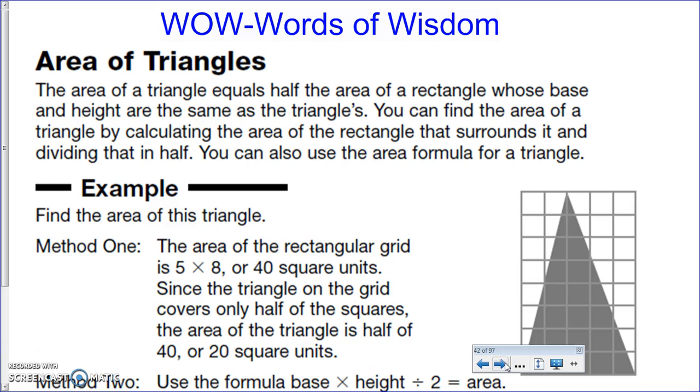Area of triangles. The area of a triangle equals half the area of a rectangle whose base and height are the same as the triangle's. You can find the area of a triangle by calculating the area of the rectangle that surrounds it and dividing that in half. You can also use the area formula for a triangle. Example, find the area of this triangle.